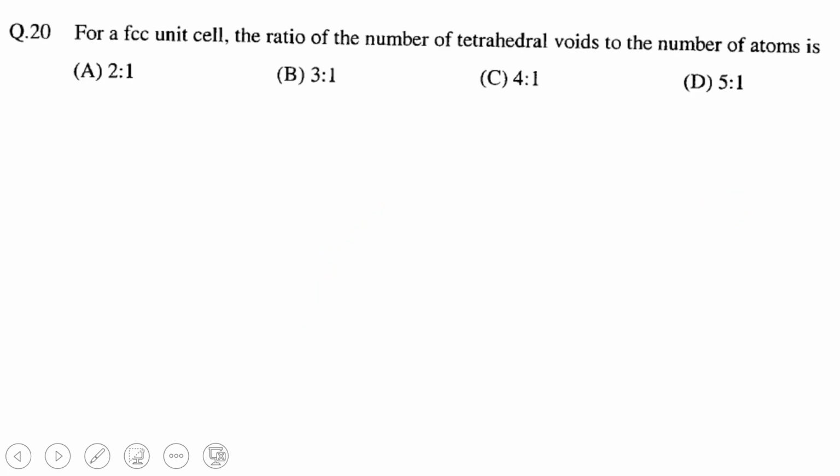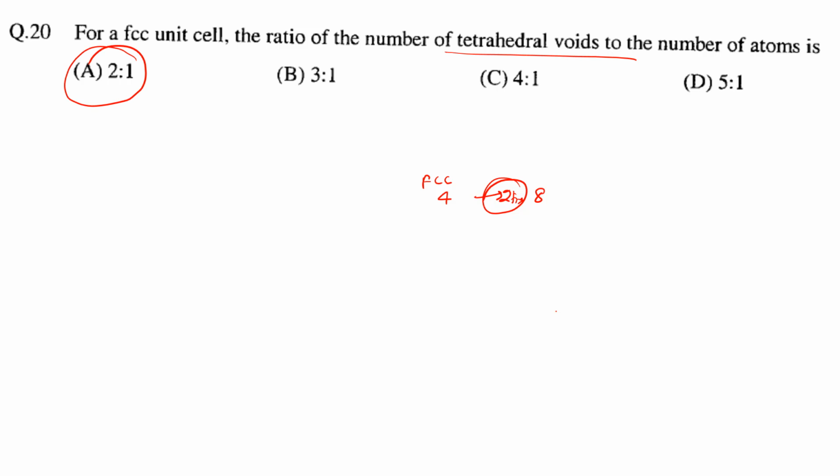Next, for an FCC unit cell, the ratio of number of tetrahedral voids to the number of atoms. So it is asking about this tetrahedral. What is the total number of atoms in FCC? It is 4, right? And what is the number of tetrahedral voids? It is 8. Okay, so it is 2 times, right? So that's why the ratio will be 2:1, in the case of FCC.